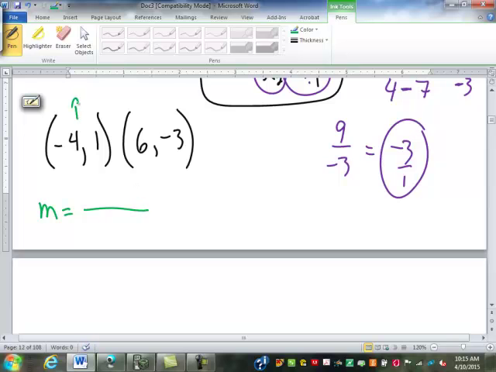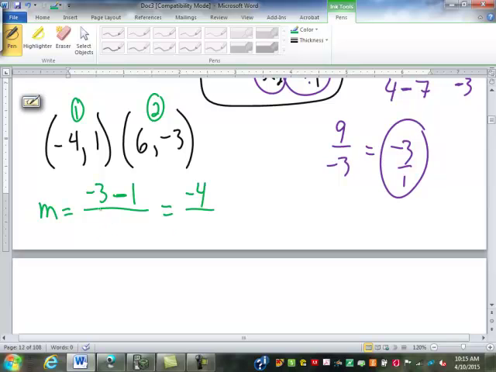Well, I used to call them points 1 and 2. It's y2. What would be y2 here? -3. It's point 2, the y coordinate, which is -3, minus y1, which is 1. Perfect. What's -3 minus 1? -4.